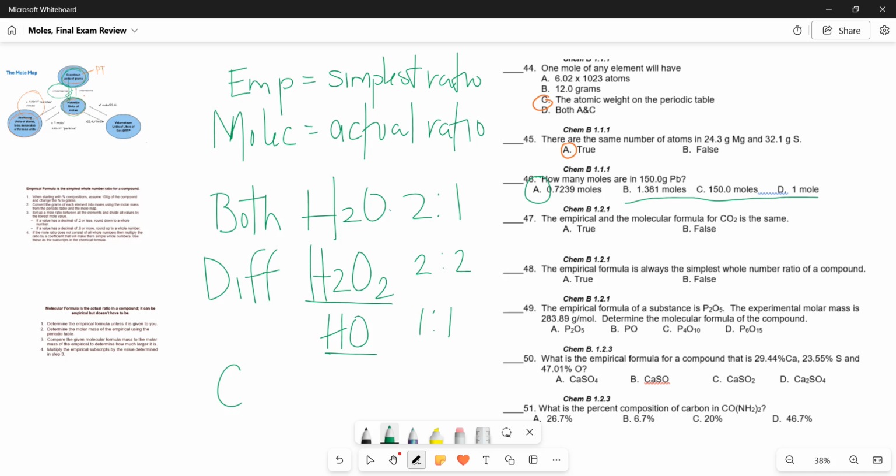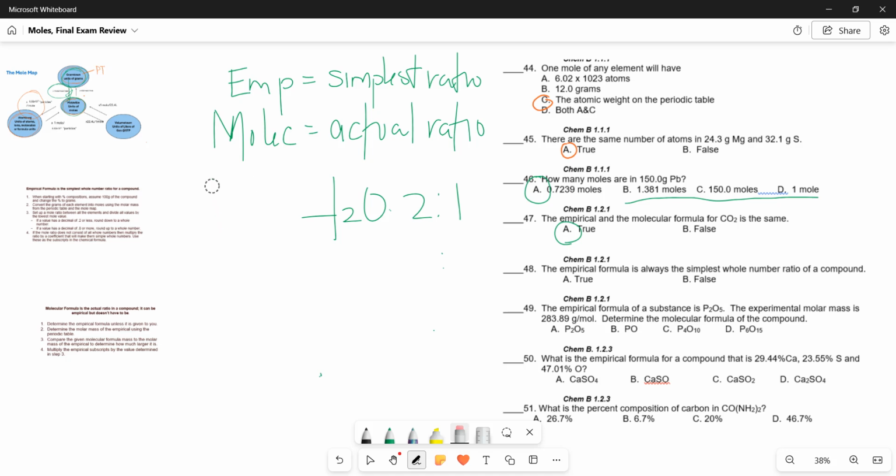So let's look at the example they give us. Carbon dioxide is CO2. That's a ratio of 1 to 2. That cannot be simplified any further. So it is both. And so the answer here is true again. Okay, next problem. The empirical formula is always the simplest whole number ratio of a compound. Well, we've already defined that. That's a pretty straightforward question. The answer is true. Question 49 says the empirical formula of a substance is P2O5. The experimental molar mass is 283.89 grams per mole. Determine the molecular formula of the compound.